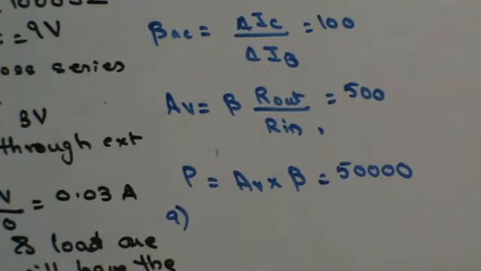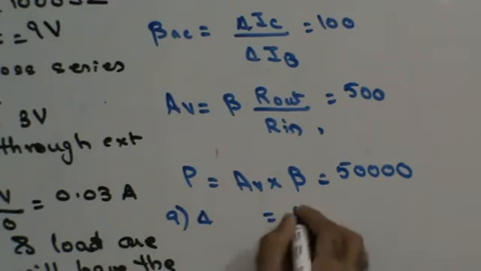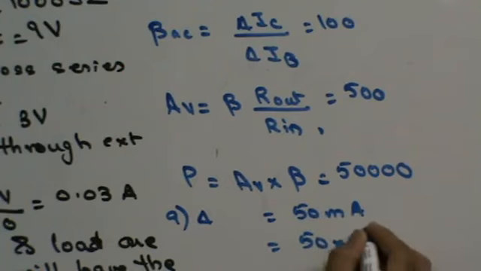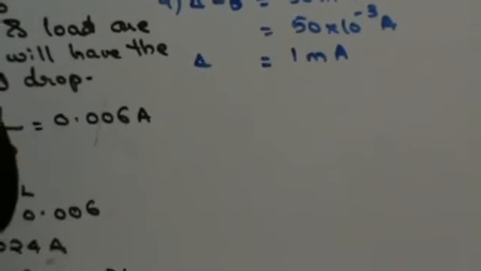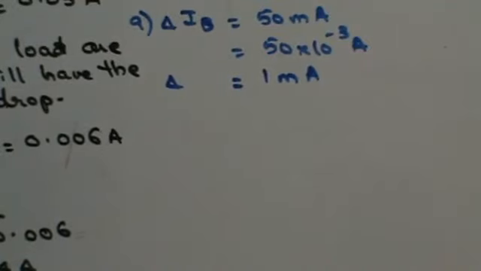In a common emitter amplifier, an increase of 50 milliamps in the base current causes an increase of 1 milliamp in the collector current.